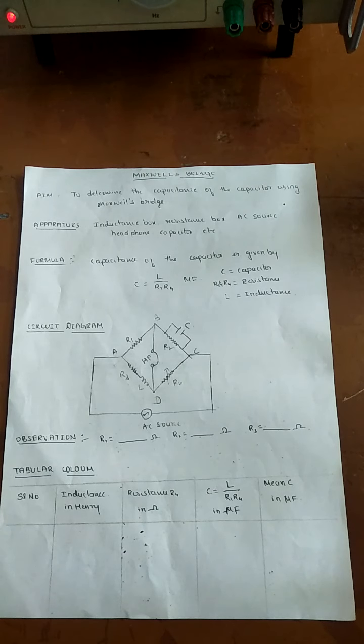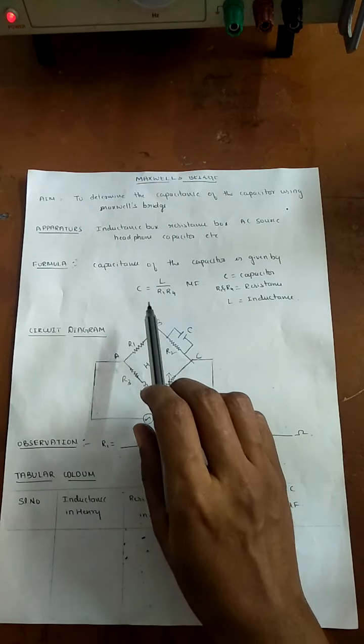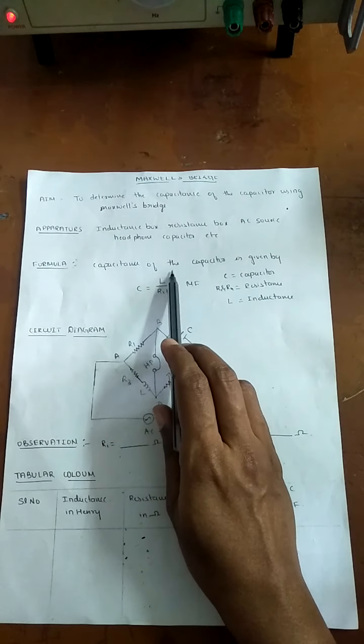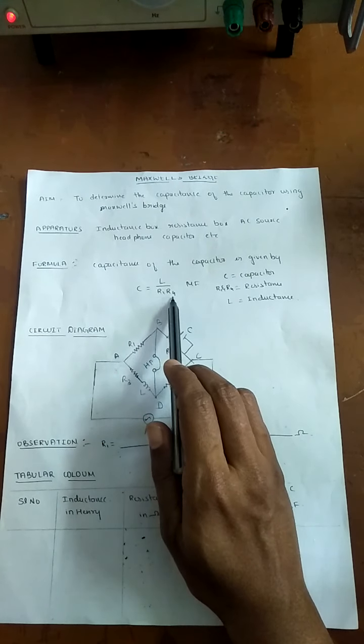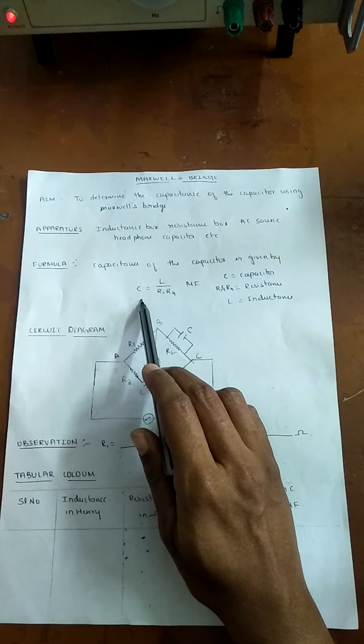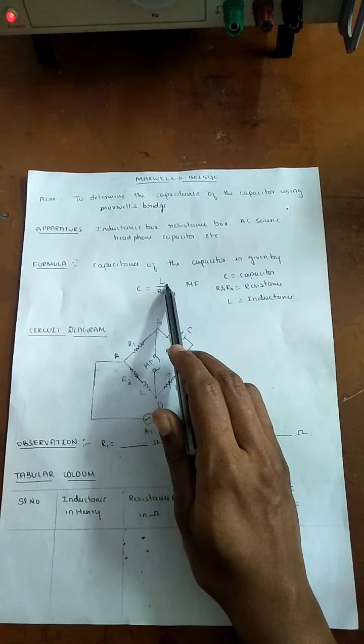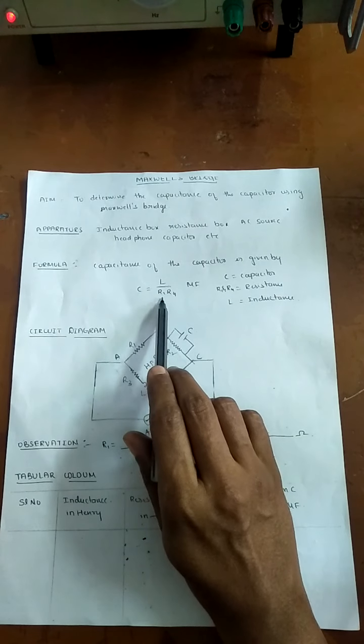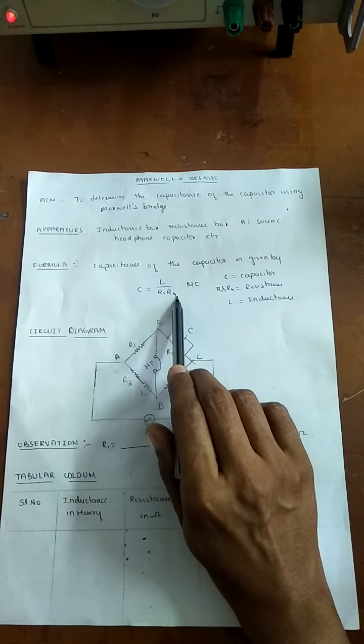Apparatus required: we require an inductance box, four resistance boxes, an AC source, headphones, an unknown capacitor and connecting wires. The required formula is C equals L divided by R1 into R4, where C is the unknown capacitor that we have to find out, L is the inductance, and R1 and R4 are the resistances.